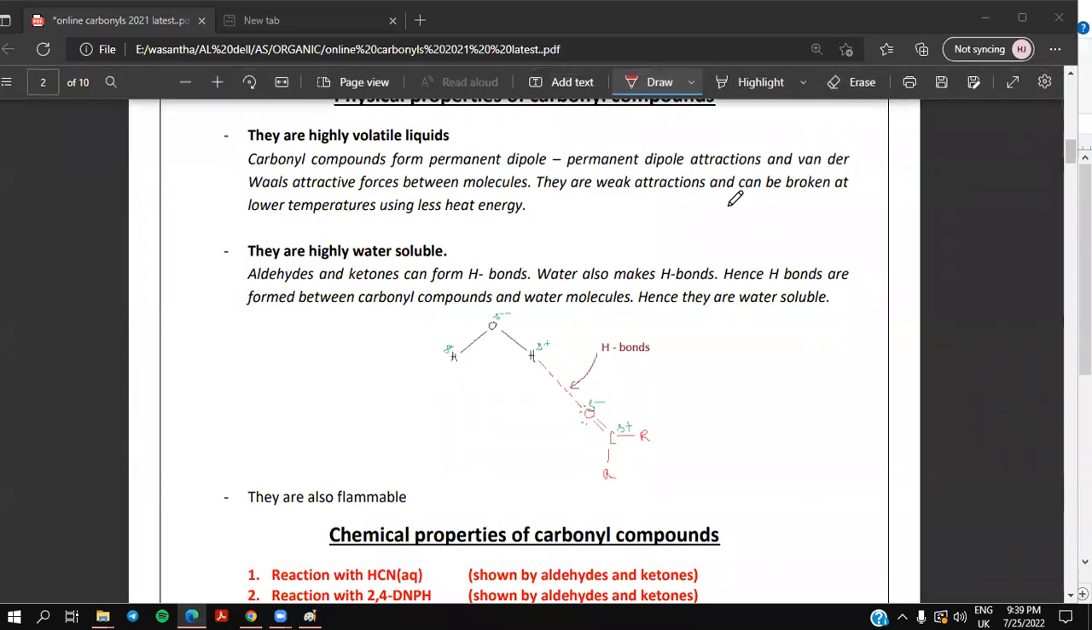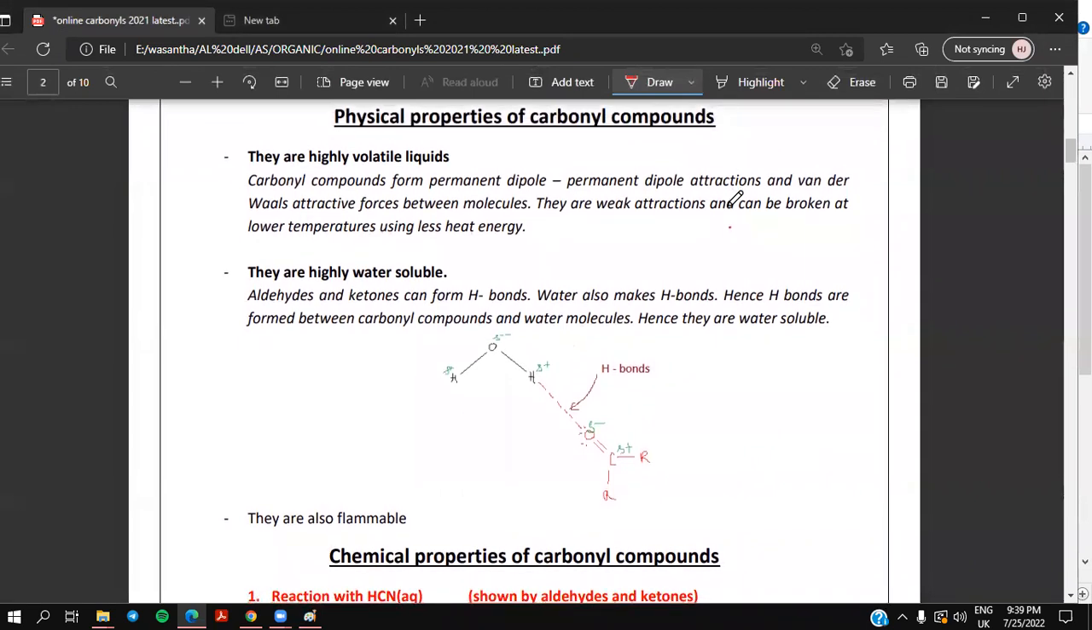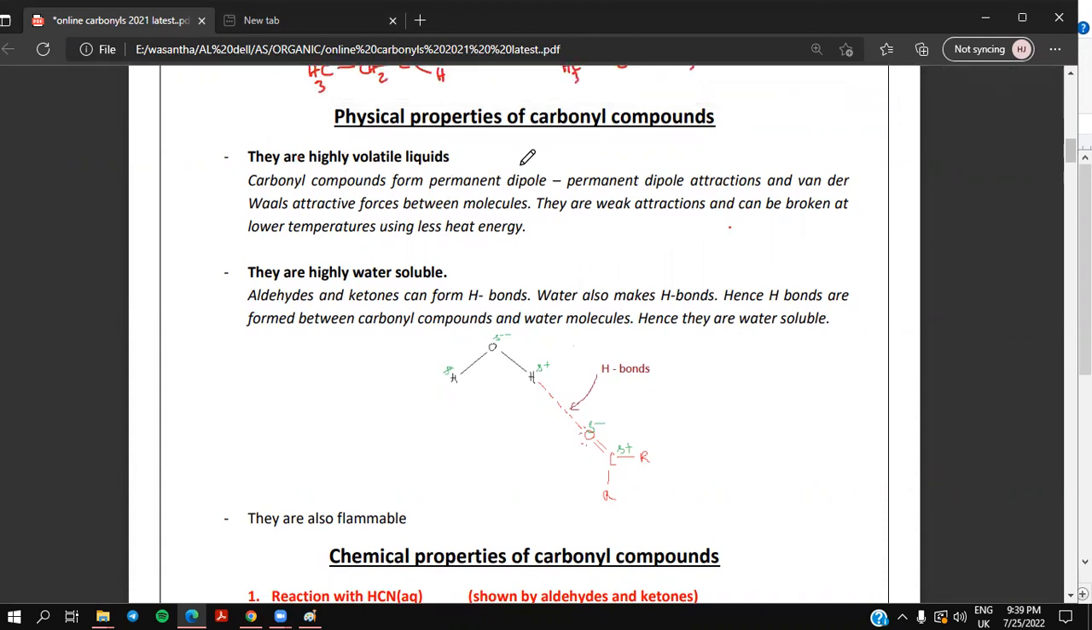Let's discuss the physical properties of carbonyl compounds, that means aldehydes and ketones. There are two very important physical properties of aldehydes and ketones. First, they are highly volatile liquids. They evaporate very fast. And then they are highly water soluble.